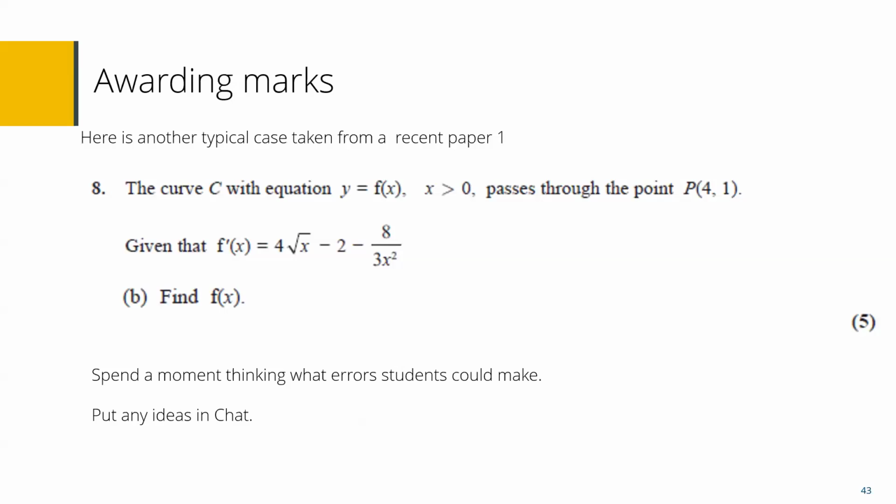Another question which caused a lot of issues as well is this one here. The curve C with the equation y equals f of x, x greater than 0, passes through the point (4, 1). Given that f dash x equals 4 root x minus 2 minus 8 over 3x squared, find f of x. If we have a think and use the chat again, where do you think students might have lost marks on this? What kind of errors would you expect? And that's the one on the screen right now.